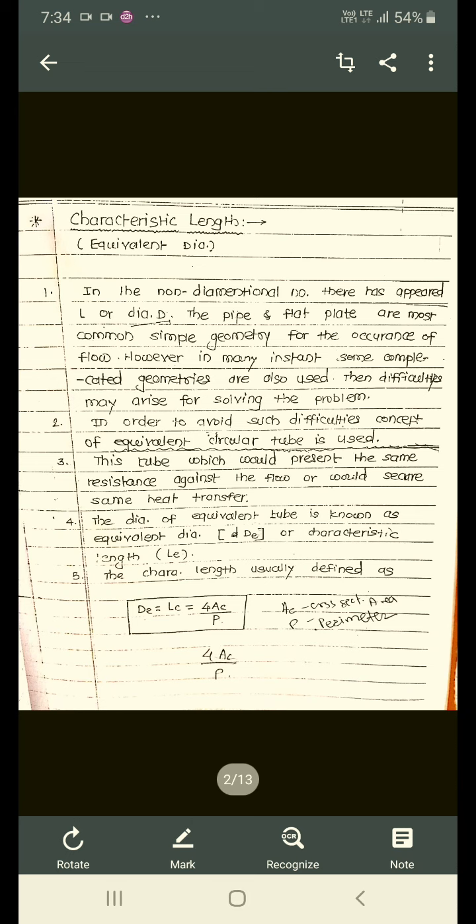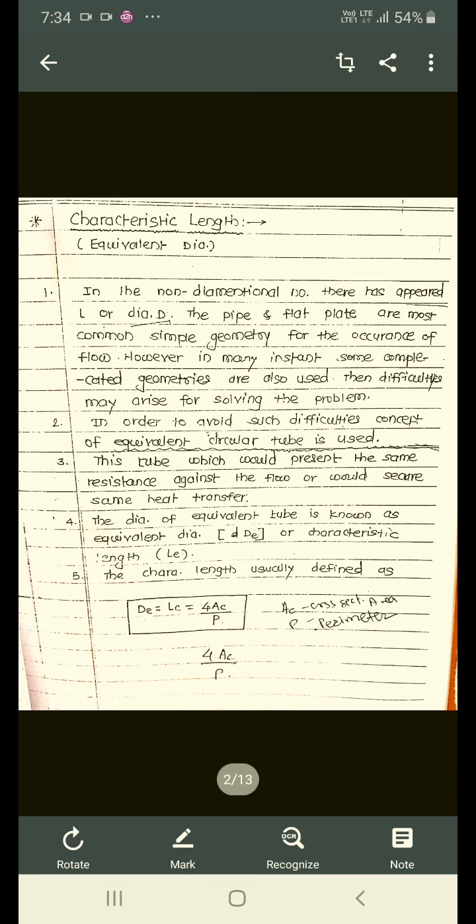However, in some instances, some complicated geometries are used, then difficulties may arise for solving the problem. So, in order to avoid such difficulties, the concept of equivalent circular tube is used. This tube would represent the same resistance against the flow, or the same heat transfer. The diameter of the equivalent tube is known as equivalent diameter or characteristic length.